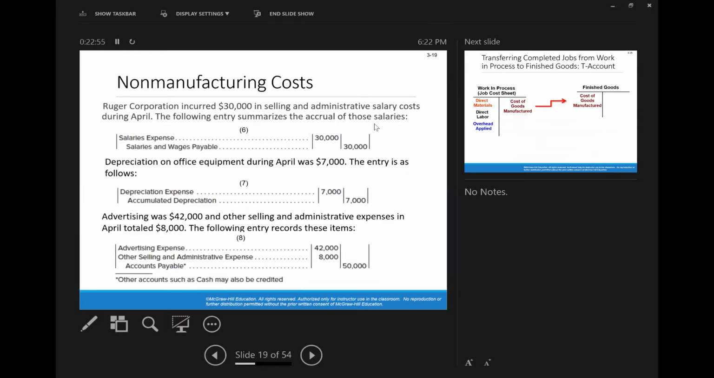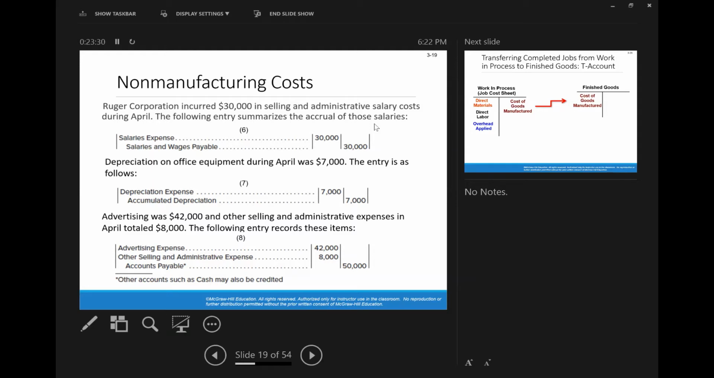All right, so here's some examples of those. So we have Ruggers Corporation incurred $30,000 in selling and admin salary costs during April. The following summarizes the accrual of those salaries. So remember, if we're not paying yet, we have to accrue those expenses for the period in which they happened. So we're going to set up the journal entry. We're going to debit an expense account. So we're debiting salaries expense, 30,000, and then we're crediting the salaries payable because we're going to have to pay that in the future. We'll be liable to pay it in the future, 30,000.